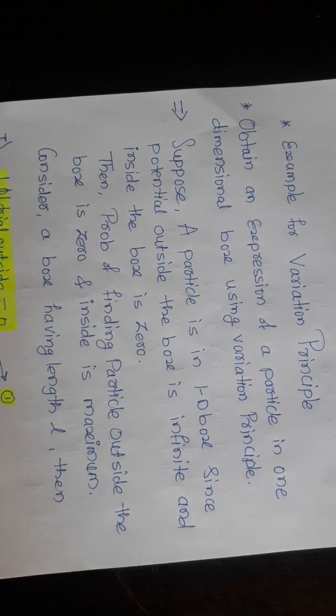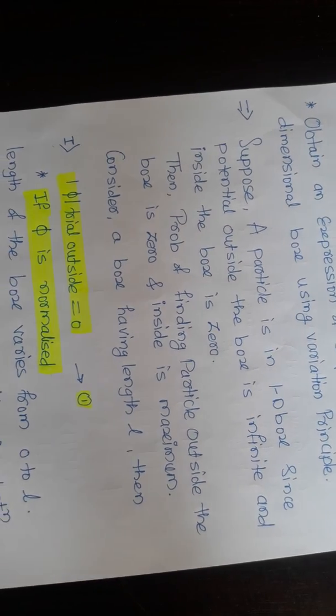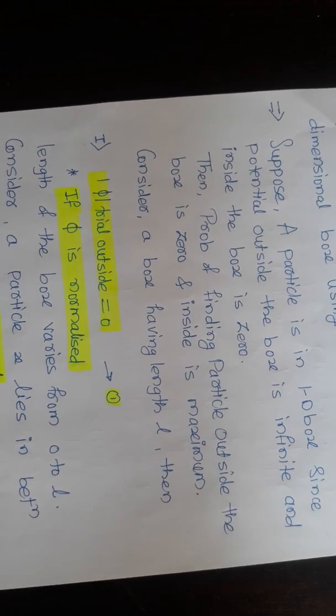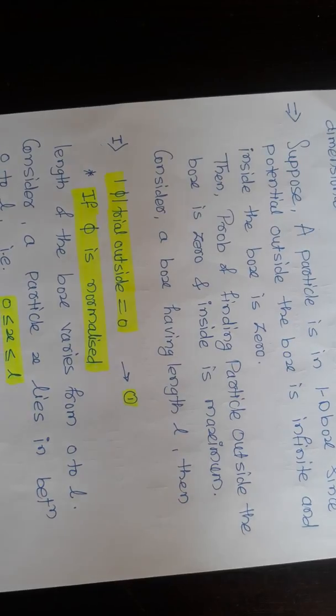The potential outside the box is infinite, and the potential inside the box is zero. Because of this, the probability of finding the particle outside the box is zero, and inside the box it is maximum. Now consider a box having length L. Then the first equation is: the trial function is equal to 0 outside the box. That's equation 1, phi.